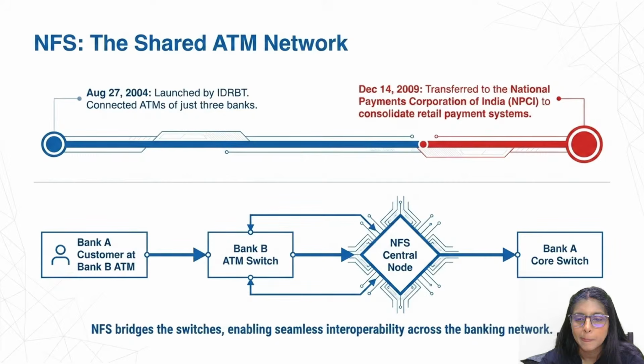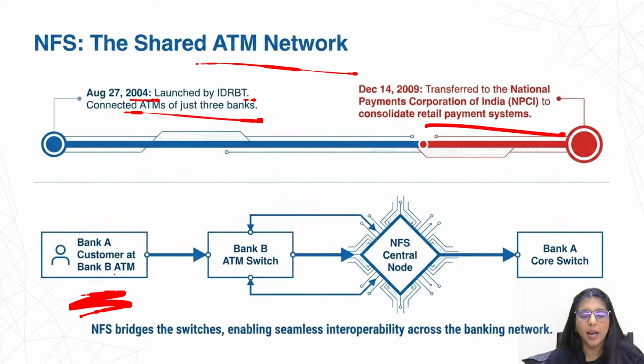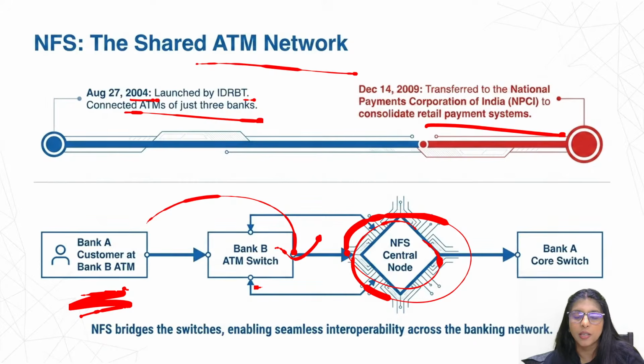Shared ATM network: on August 27, 2004, it was launched by IDRBT, connecting ATMs for just three banks. On December 14, 2009, it was transferred to the National Payments Corporation of India to consolidate retail payment systems. A Bank A customer at a Bank B ATM is switched to Bank B, NFS central control acts as a junction, then Bank A, that is the core switch. NFS bridges the switches, enabling seamless interoperability across the banking network.